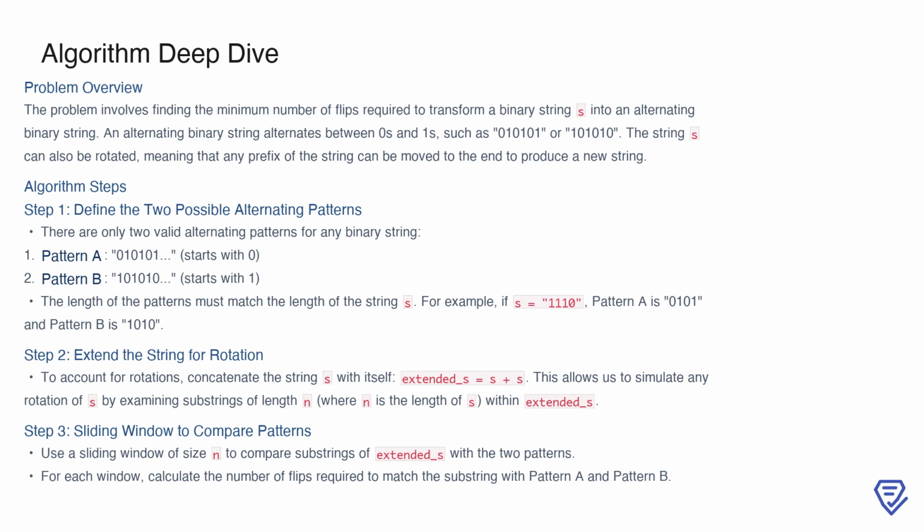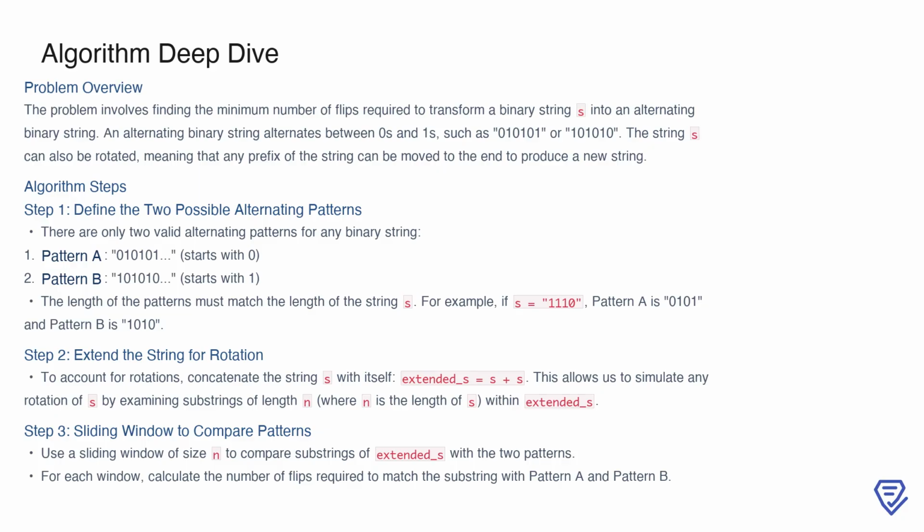The algorithm begins by defining the two possible alternating patterns: pattern A, which starts with 0 and alternates, such as 010101, and pattern B, which starts with 1 and alternates, such as 101010. The length of these patterns is determined by the length of the input string S. For example, if S is 1110, then pattern A would be 0101 and pattern B would be 1010.